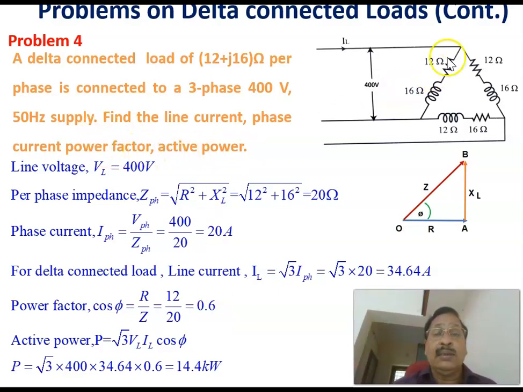Again, the active power, which is the power consumed by the delta type load, equals root 3 VL IL cos phi. The line voltage is 400 volts, which is the same as the phase voltage. So root 3 times 400 times IL, where IL equals 34.64, times cos phi, which equals 0.6, gives 14.4 kilowatts. This is the active power consumed by the delta connected load.